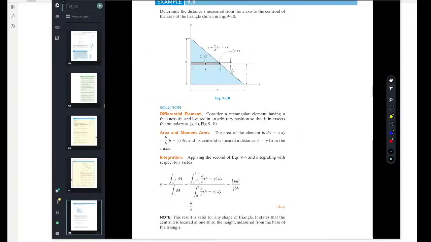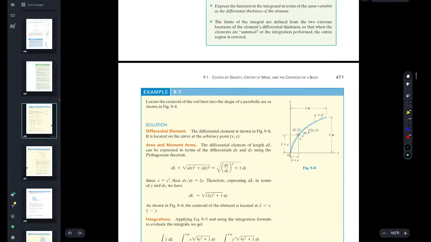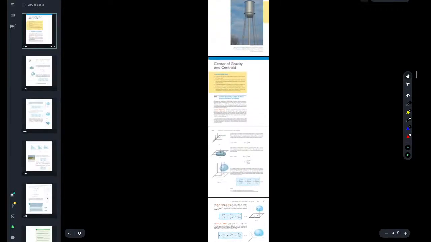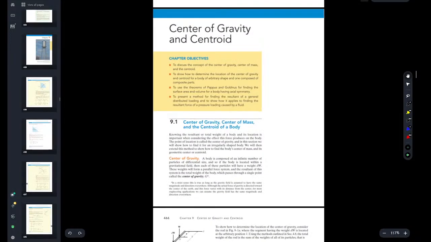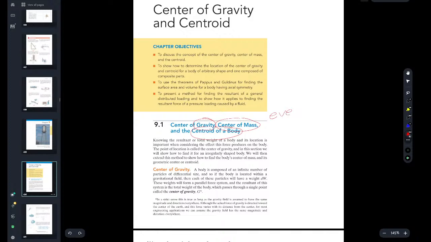So here in fact is the book. Now, in this section, somehow it jumped forward. So this is chapter 9, and in this, he has several things. He wants to find the center of gravity, center of mass, and the centroid of a body. So he's doing everything. It's essentially the kitchen sink.